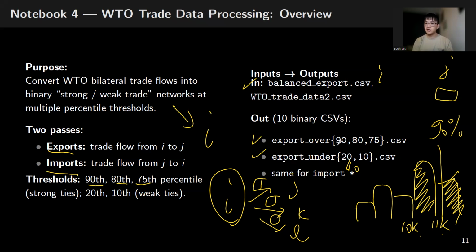We got different numbers because we got different parameters. So we can decide whether to be very strict about the export, 90th percentile, or we can be less strict about it and only take the 75th percentile. For example, we tested several numbers to see which one works the best.